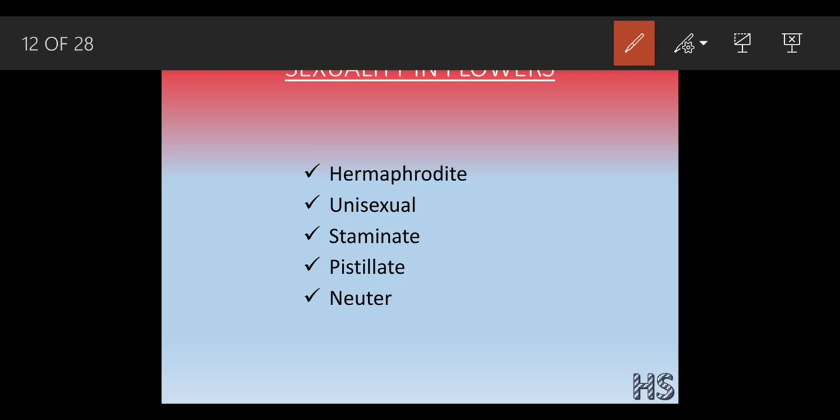Next part, if a flower has only the female organs, it would be considered as pistillate. What do you mean by pistillate? Only the female part. What would be the female part? We have discussed this. That is the stigma, style, and ovary. This is the stigma.